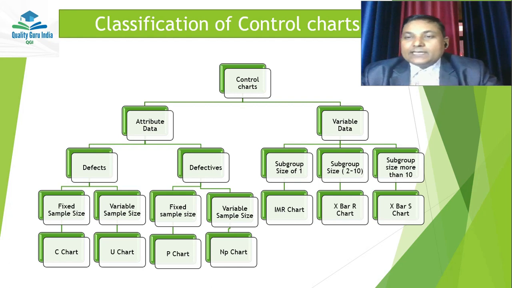Let's see, if the case is defects and the sample size is fixed, then we should use the C chart. And if the sample size is variable, then we should use the U chart. In case of defectives, if the sample size is fixed, then we should use the NP chart, and if the sample size is variable, then we should use the P chart.